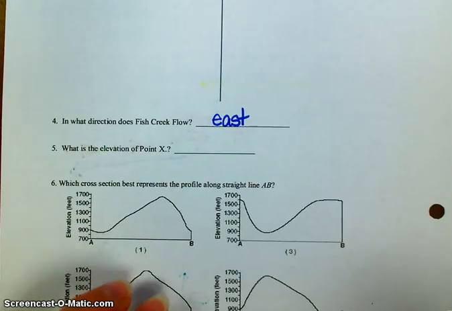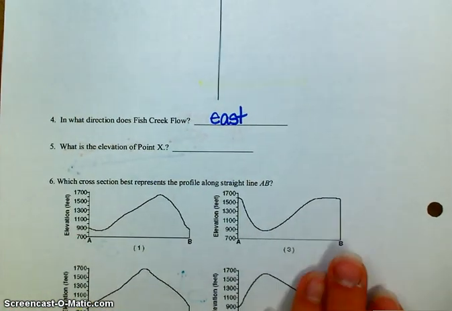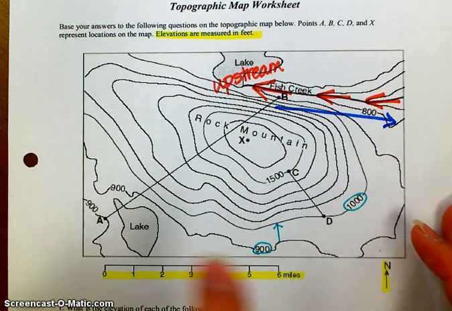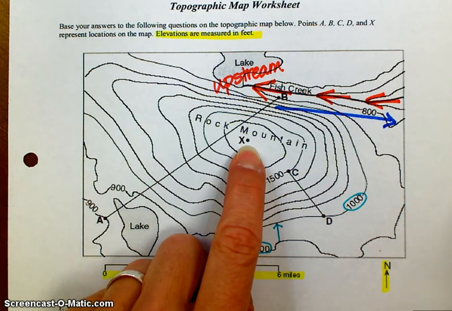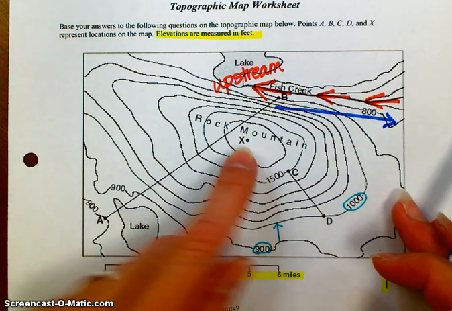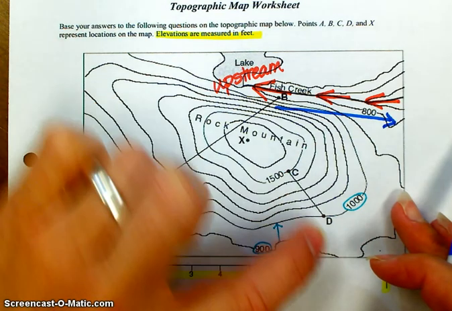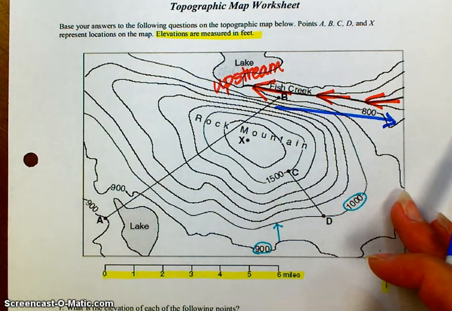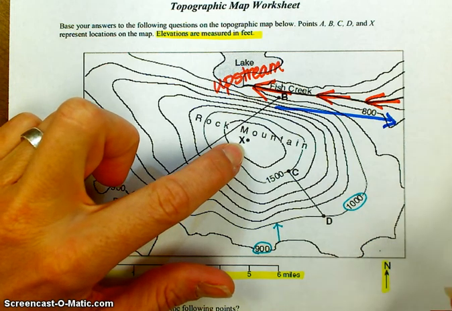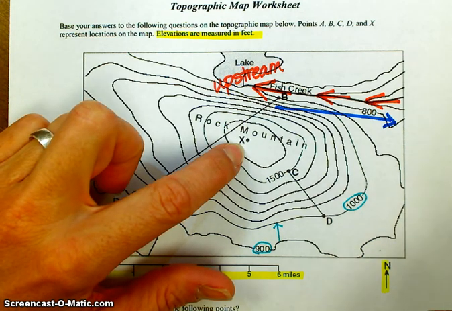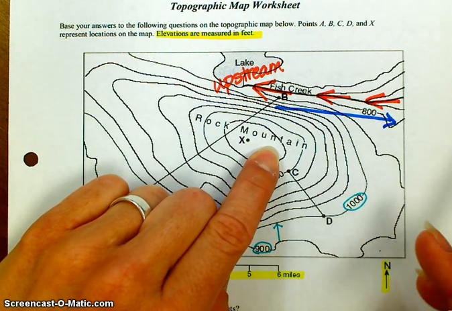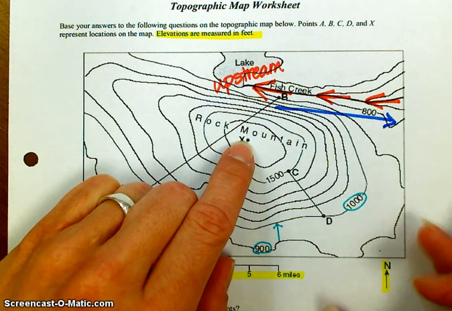Then we're going to do what is the elevation of point X. Point X, I'm going to have to estimate the elevation of point X. Why? Because it is not on a line. If it was on a line like C or D or A or B, I could tell you exactly what the elevation is. So the only two ways that you can give me an exact elevation is if it's on a line or if it's like this and the elevation is stated out to the side, which it's not in this case, so we have to estimate.